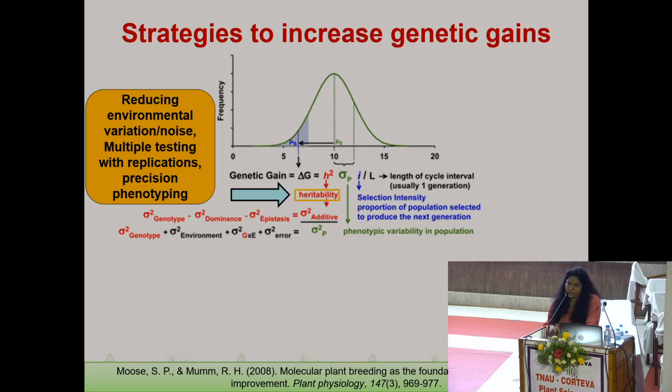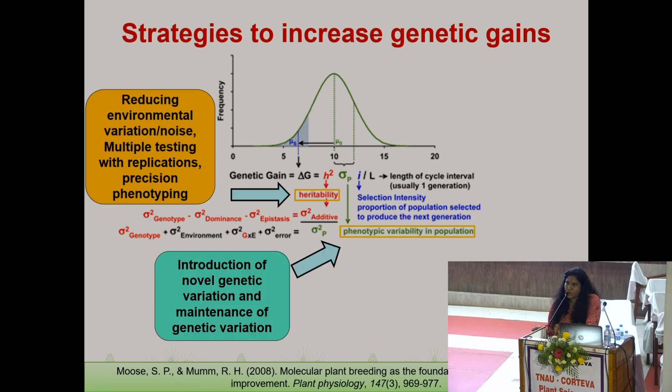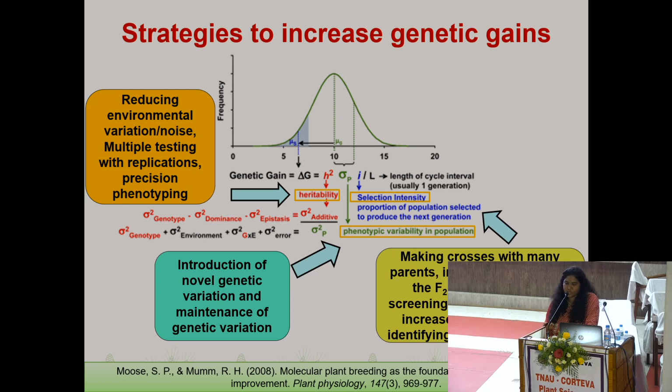The second is the phenotypic variability in the population, or the square root of the additive genetic variance. And here it's about increasing the genetic diversity in a population, or the maintenance of genetic variation, and that has to be increased. And the next one is the intensity, how many good parents you select. So you can make crosses with many parents, or you can increase the size of the F2 population, so screen large populations so that you increase your chances of finding good performers.